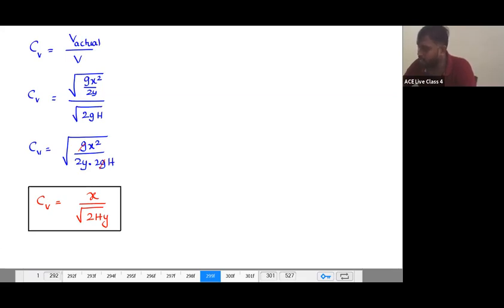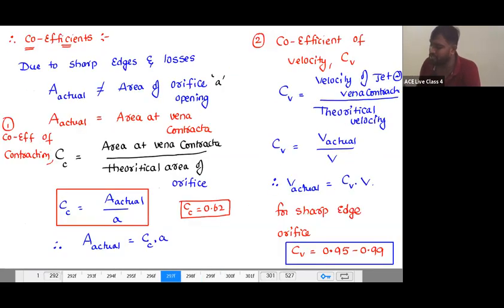So is the velocity actual just before the vena contracta? No. After the vena contracta only the velocity is going to be actual. Keep that in your mind. Don't think the variation is too much. What is the value of CV? 0.95 to 0.99. So which means the actual velocity is going to be almost 0.95 times the theoretical velocity.